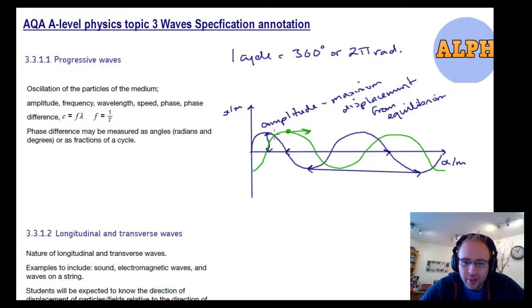So we've got a phase difference between these two of a quarter of a cycle. So this one gets to this point a quarter of a cycle before the blue wave. So a quarter of a cycle later, the blue wave, or this part of the blue wave, will move up to there. So the phase difference between these two waves is 90 degrees, or pi over 2 radians.